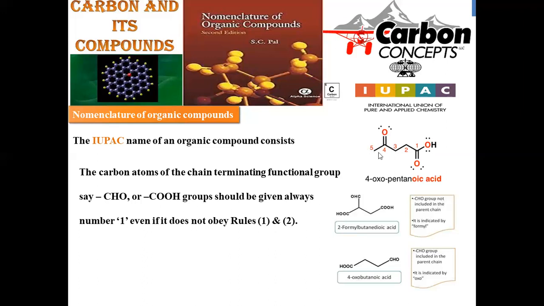If it is the main group, that will be "one". "One" should be given, but here the carboxylic acid is there, so "oic acid" becomes the suffix. So a straight chain of 5 carbons, so the root word will be pent, and since it is a carboxylic acid, "oic acid" should be assigned. So pentanoic acid is the name of the compound.